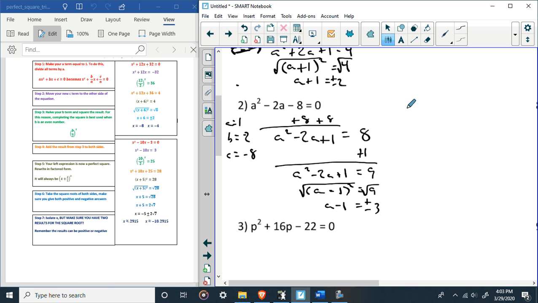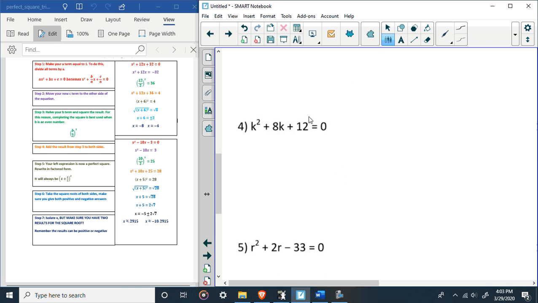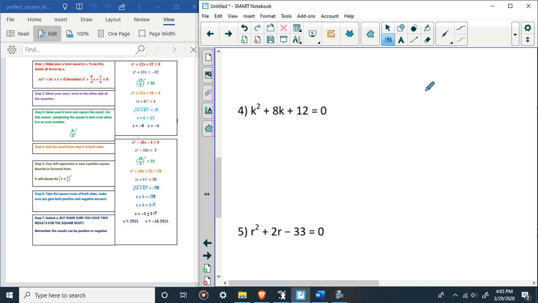Okay, and our last step, let's split that into 2 problems. A minus 1 is equal to 3. A minus 1 is equal to negative 3. Let's add 1. A is equal to 4. And add 1. A is equal to negative 2. Good? So we're going to skip 3 because 3 is a little more complicated. We're going to go to number 4, and then we'll call it a day. Okay? So again, we'll do this one without writing every single thing down.